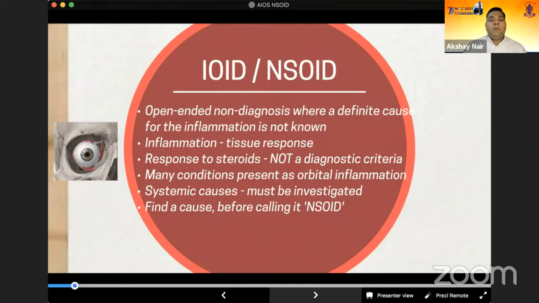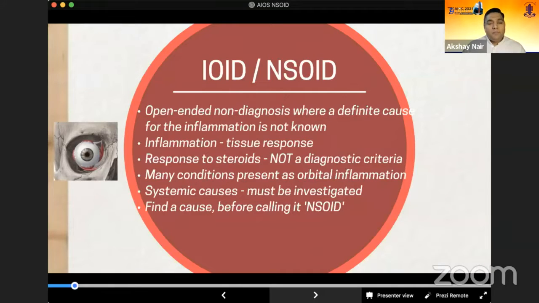So IOID is idiopathic orbital inflammatory disease. NSOID is non-specific orbital inflammatory disease, both equally non-specific and idiopathic names. And I'll try to explain why. First thing is that inflammatory disease is a tissue response. It's not a disease. Also, response to steroids is not a diagnostic criterion. There are many conditions that present as inflammation and respond to steroids, including some amount of response seen in bacterial cellulitis. That doesn't mean that it is orbital inflammatory disease.